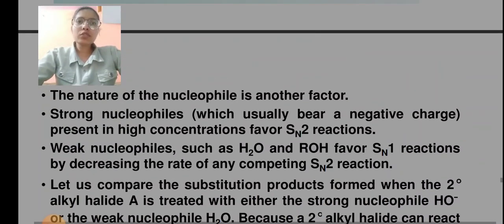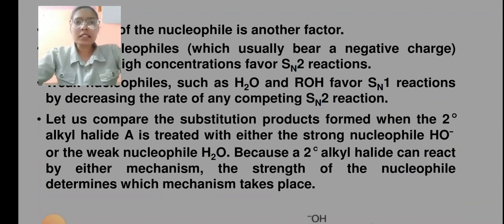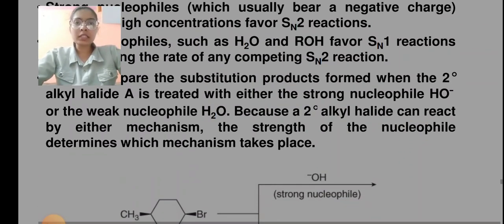The nature of the nucleophile is another factor. Strong nucleophiles, which usually bear a negative charge, present in high concentrations favor SN2 reactions. Weak nucleophiles such as H2O and ROH favor SN1 reactions by decreasing the rate of any competing SN2 reaction. Let us compare the substitution products formed when the 2 degree alkyl halide A is treated with either the strong nucleophile OH negative or the weak nucleophile H2O. Because a 2 degree alkyl halide can react by either mechanism, the strength of the nucleophile determines which mechanism takes place.